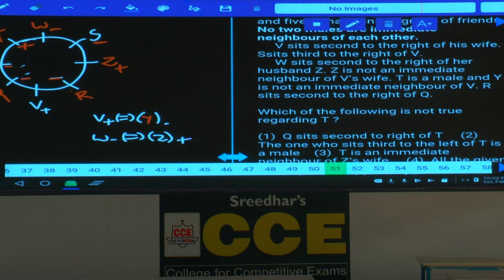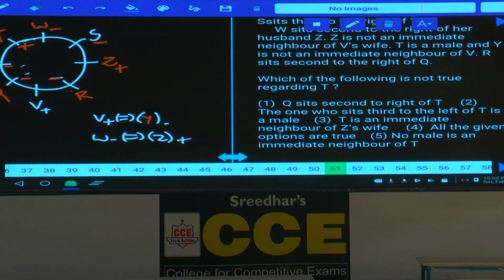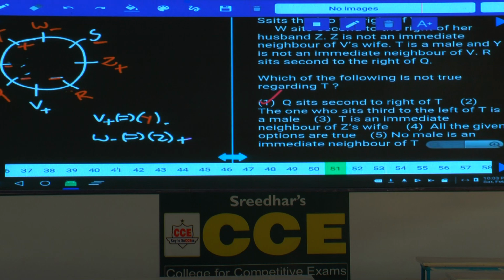Then question number 51. Now in this question number 51, which of the following is not true regarding T? Q sits second to the right of T. Q is seated second to the right of T, definitely true or not? Q sits second to the right of T is true. Then the one who sits third to the left of T is a male. Third to the left of T is Z. Z is a male. 1 is true, 2 is true. Hence all the given options are true. No need to check out the remaining choices because there is no choice like both 1 and 2.